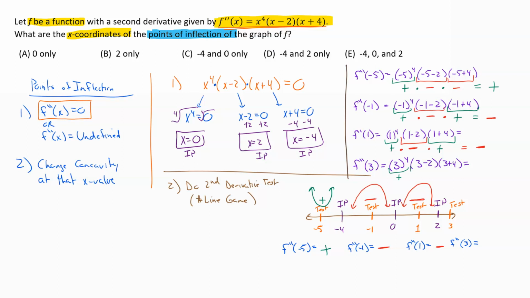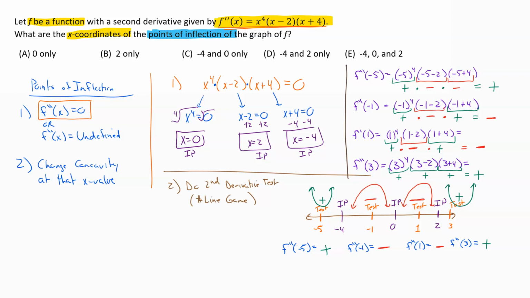So coming back through here, we get 3 to the 4th. That's again going to be positive. 3 minus 2, also going to be positive. 3 plus 4, also going to be positive. A whole bunch of things positive being multiplied together leaves us with a positive. So our second derivative at 3 is positive and concave up.